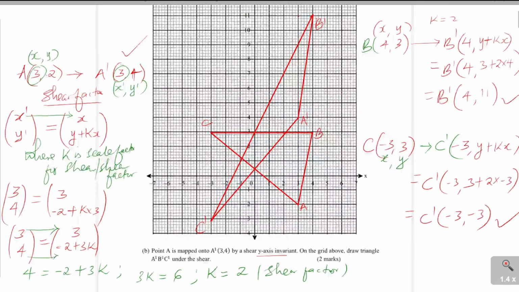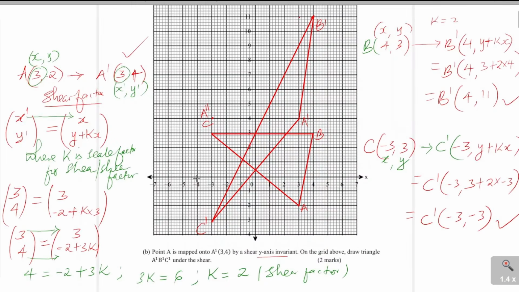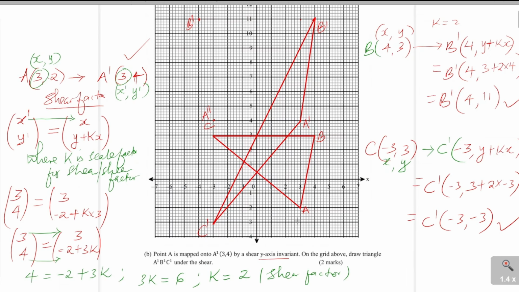So A is negative 3, 4. A double prime is there. Then negative 4, 11. That is B double prime. And then the other one is 3, negative 3 is here. So we draw that. So A double prime to B double prime like that. Then we have C. And then from C, we have that. So there we have triangle A double prime, B double prime, C double prime.